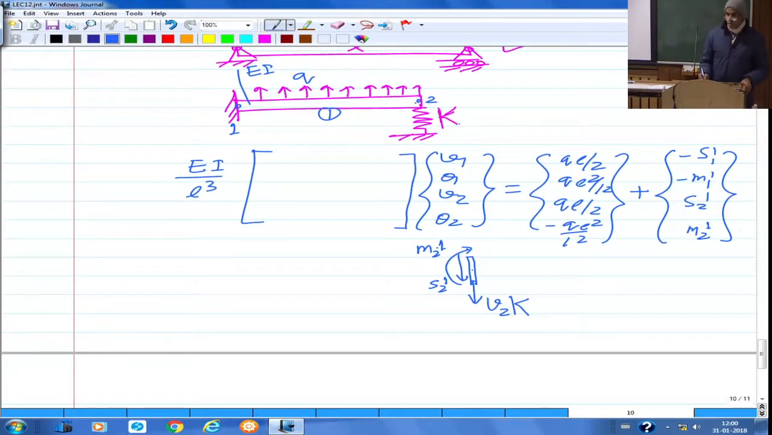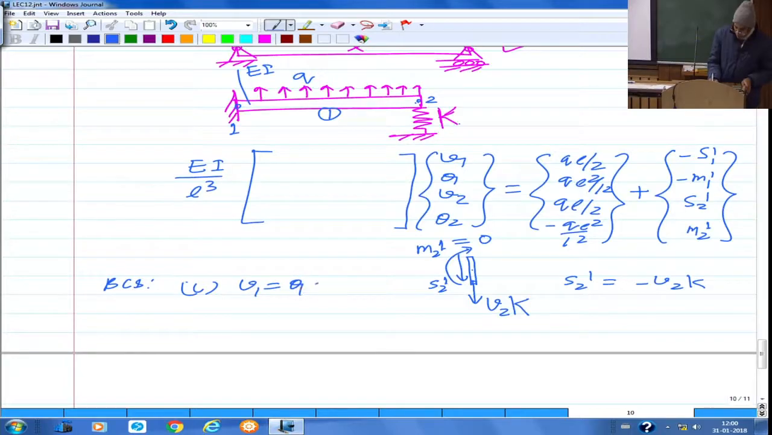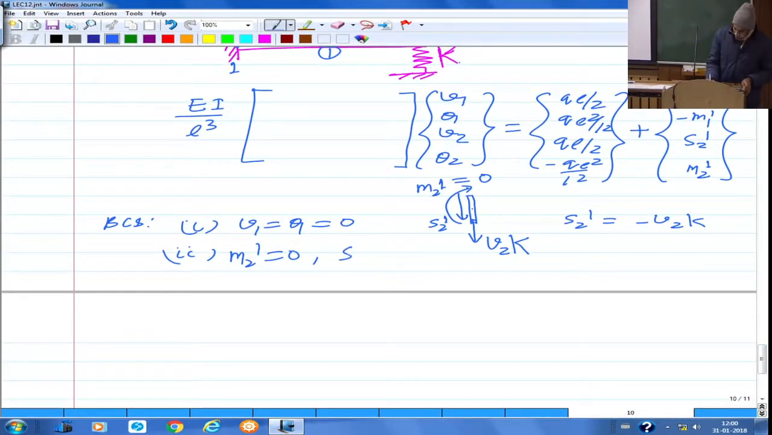And now you write the equilibrium equation for this node, so you will get M21 equal to 0, and you will get S21 equal to minus V2 into capital K. Is this clear? So when you write down the boundary conditions for this, number 1 is that V1 equal to theta 1 equal to 0, and second is at the right end M21 equal to 0, and you have S21 which is minus V2 into K.